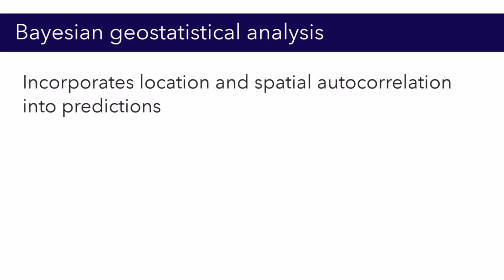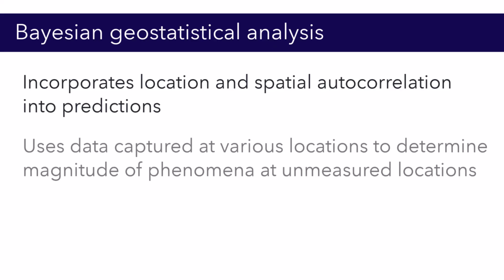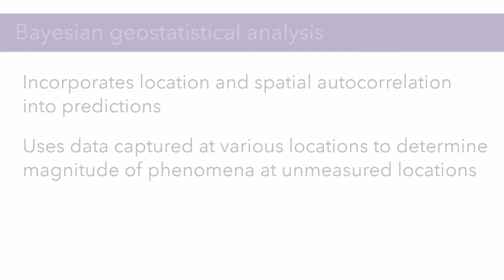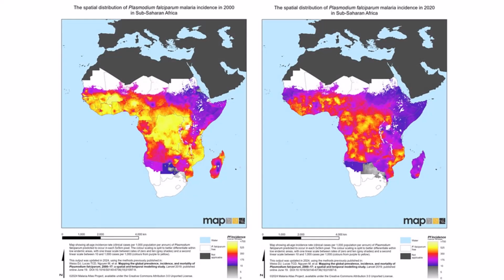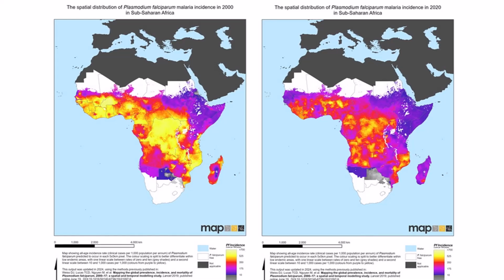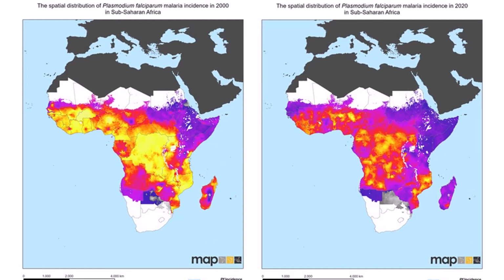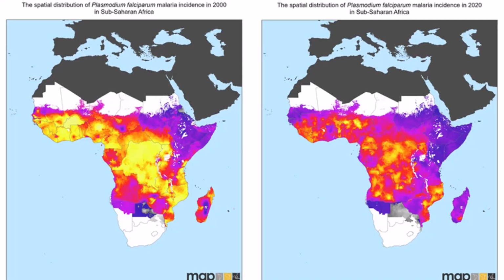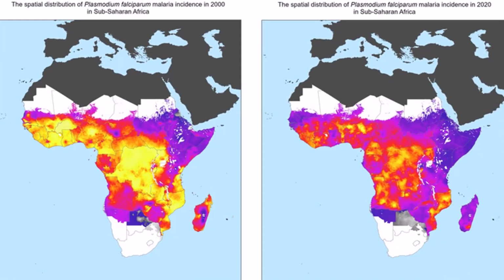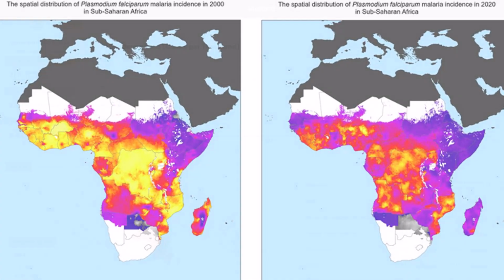Geostatistics is a subfield of statistics that incorporates location data and spatial autocorrelation into predictions about the magnitude of phenomena at unmeasured locations. In 2007, Hayes et al. used this statistical method to predict the prevalence of malaria cases worldwide using case data collected in multiple regions.